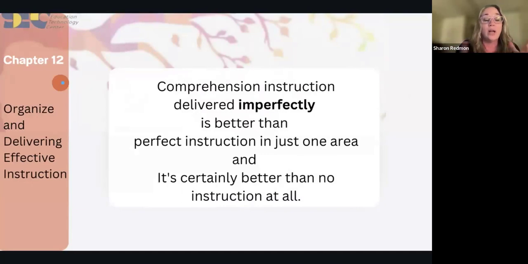In Chapter 12, we talked about organizing and delivering that. I really loved this: comprehensive instruction delivered imperfectly is better than perfect instruction. I know for me that was an important lesson, but it was still hard. It's hard for me to not do something really well for my students, but they don't have time for us to figure it out. We need to just get in there and do it.